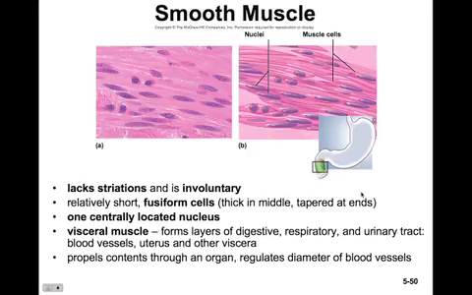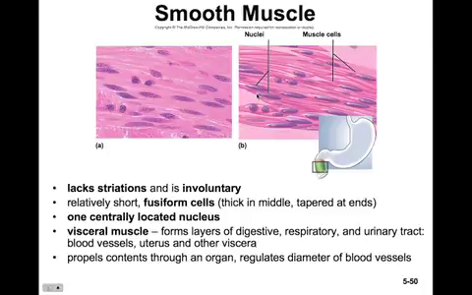The third type of muscle is also involuntary. It's smooth muscle. Smooth muscle lacks striations. They're relatively short fusiform cells. Fusiform means that they're thick in the middle and tapered at each end. You can see those highlighted here in the figure to the right.